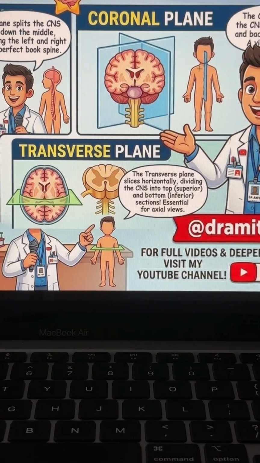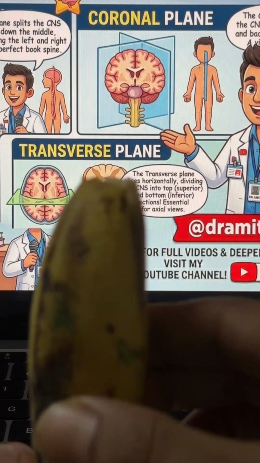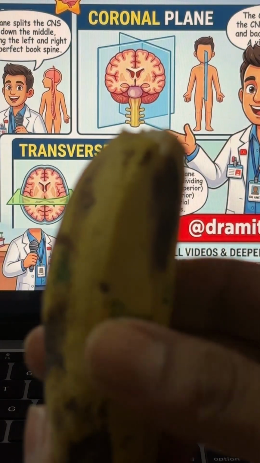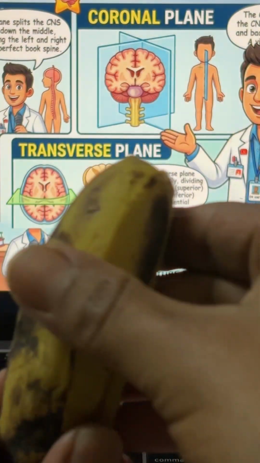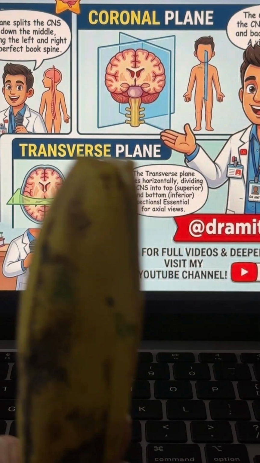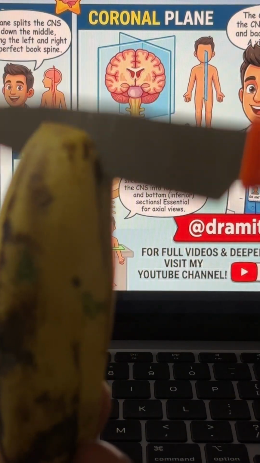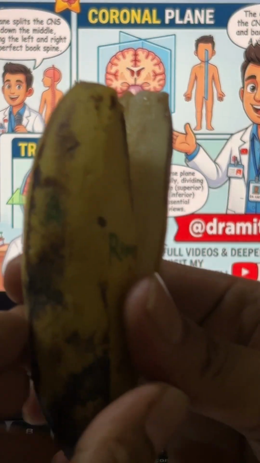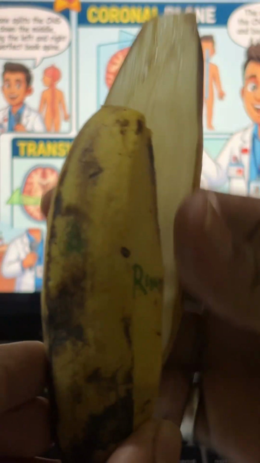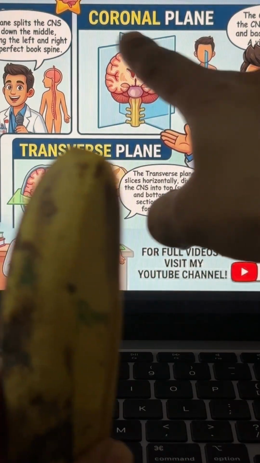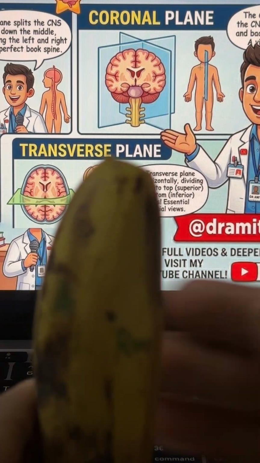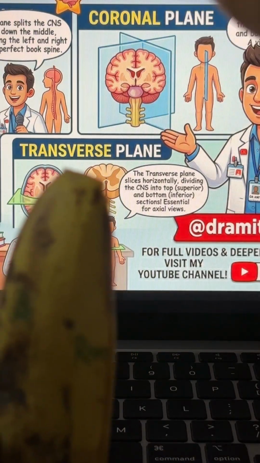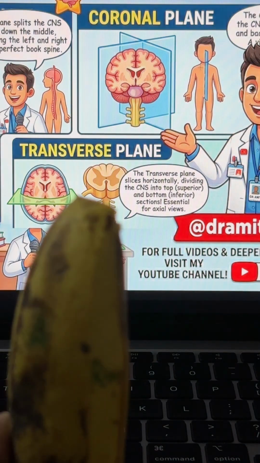Now let's talk about the coronal plane. In the coronal plane, we divide the body into anterior and posterior halves. Suppose this is the anterior part of the body and this is the posterior part. If we cut this body into anterior and posterior separately, then this is the anterior part and this is the posterior part. So this is the coronal plane. In the coronal plane, we divide the body into anterior and posterior, and in the sagittal plane, we divide the body into right and left halves.